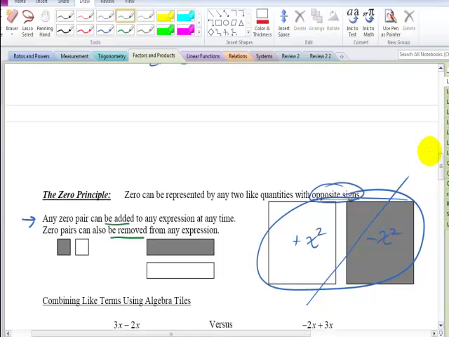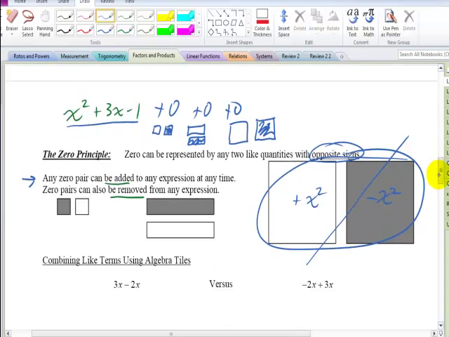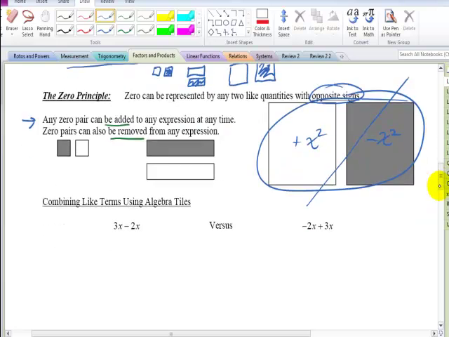So for example, x squared plus 3x minus 1, we can go plus 0 three different ways. We can go plus 0 with our 1 tiles, plus 0 with our x tiles, or plus 0 with our x squared tiles. Okay. Did we change x squared plus 3x minus 1 at all? We did not change it. Okay. So keep in mind, you can add zeros or take them away. Now you have to take them away because you want to simplify.